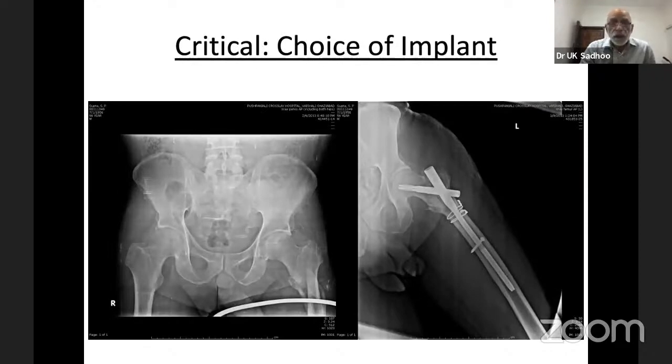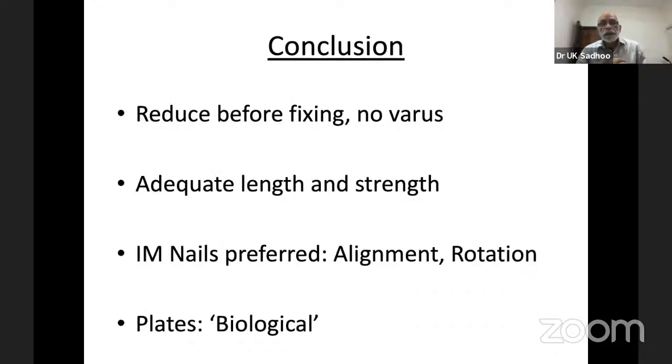What I would sum up is that a fracture needs to be evaluated. You need to be careful what kind of implant you are going to plan. There must be no varus, whether it is a plate or a nail. You have to have adequate length and strength. Needless to say, the majority of the times you will be using an intramedullary nail, but there is no doubt the plates can be used, and they are preferably used as a biological option.